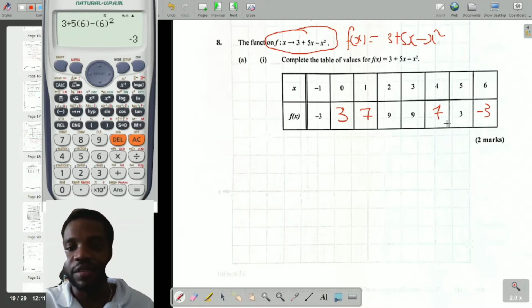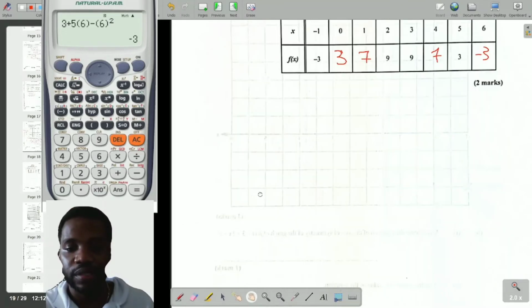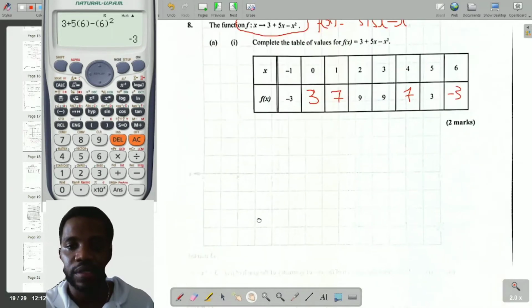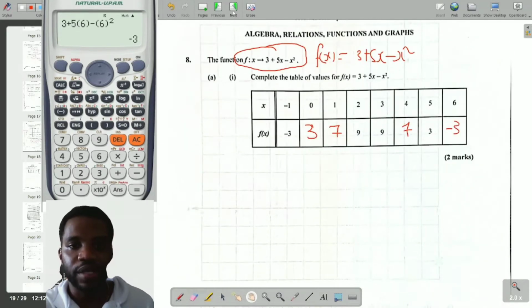So you have a symmetry taking place here, as you can see. Negative 3, 3, 7, 9, 9, 7, 3, negative 3. You could have followed the pattern to get back the values, but nothing wrong with using your calculator as well, just to be on the safe side. So you have something naturally symmetrical here, which is what the quadratic function is all about. So let's go down and see if there's anything else they require from us. No, they don't require anything else from us. So let's go back. Let's go to the next page.